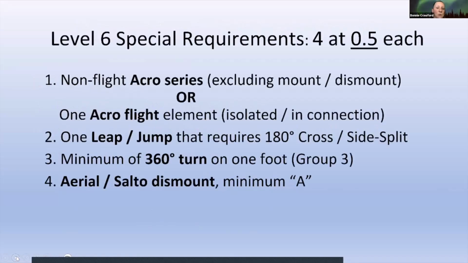The level 6 special requirements include 4 components at 0.5 each. The first is a non-flight acro series that must begin and end on the beam, or an acro flight element, either isolated or in a connection. Then a leap or a jump that requires a 180-degree cross or side split, a minimum of a 360-degree turn on one foot, and an aerial or salto dismount, a minimum of an A. No hand placement is allowed on this dismount.